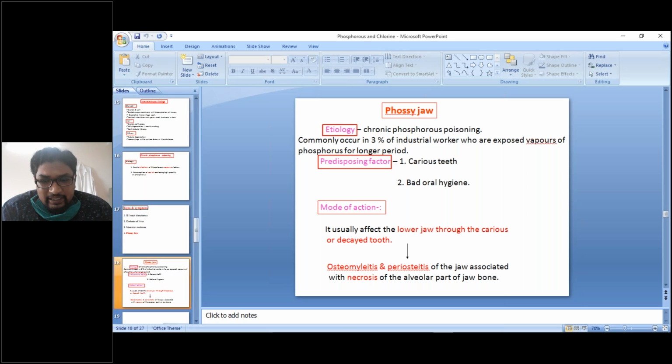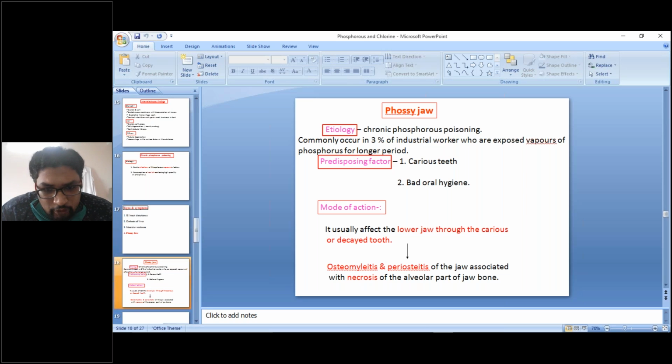So there are some predisposing factors for this phossy jaw. One is caries teeth and then bad oral hygiene. Whenever there is caries teeth and bad oral hygiene, and whenever a person is exposed to the vapors of phosphorus for a long time, then the phosphorus vapors can enter through the oral cavity, and then it can affect the jawbone, causing osteomyelitis and necrosis of the jawbone, leading to a condition known as phossy jaw.